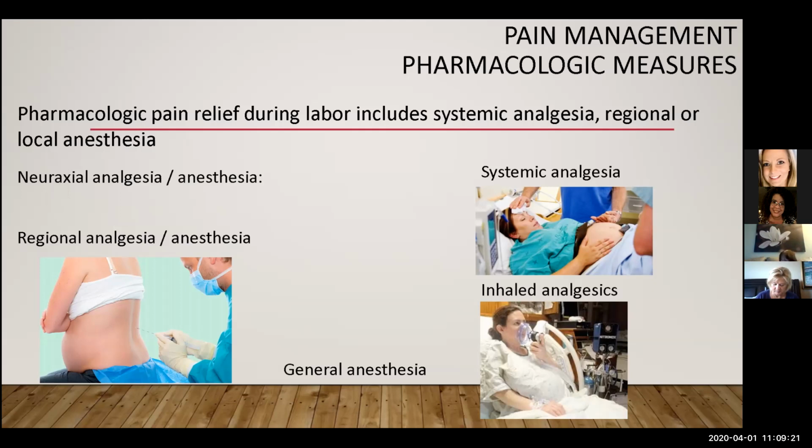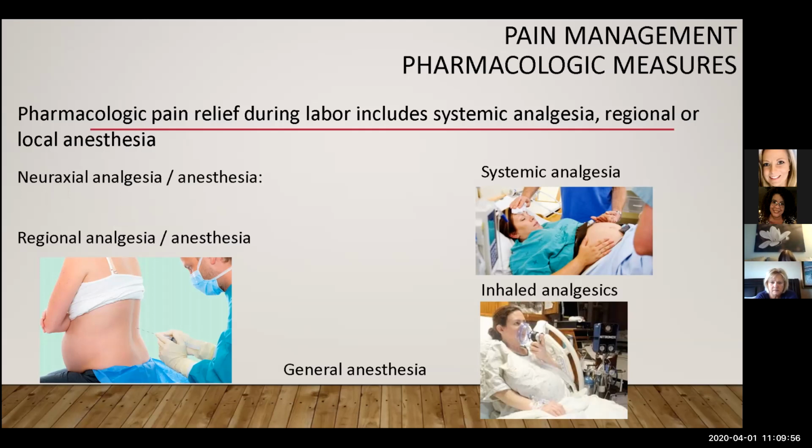Regional analgesia and anesthesia is pain relief without loss of consciousness. So it's the use of local anesthetic agents with or without opioids. It brings pain relief or numbness through the drug's effects on the spinal cord and nerve roots. So you have your epidural block, you have a combined spinal epidural, local infiltration, a pudendal block, and your intrathecal or spinal, which is your analgesia anesthesia.